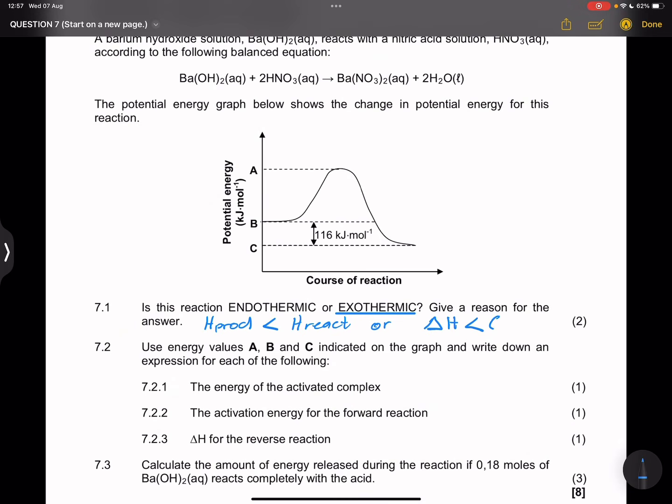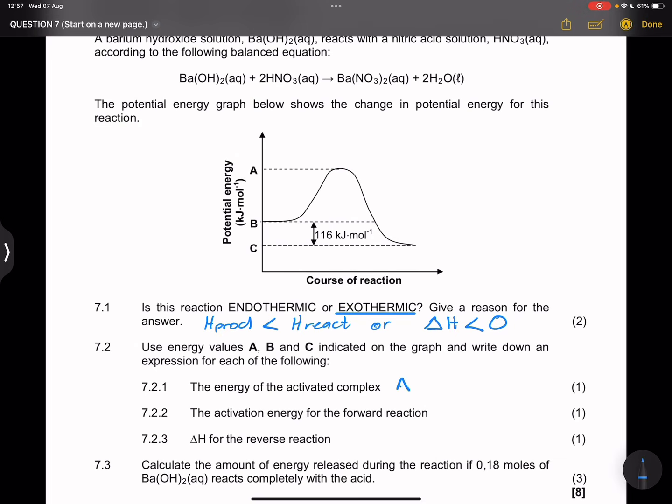Now they say to us, use energy values A, B, and C indicated on the graph, and write down an expression for each of the following. They want to know the energy of the activated complex. So remember, there's our activated complex there, right at the top. So the energy of the activated complex, that would be A. That's the symbol that we're going to use there.